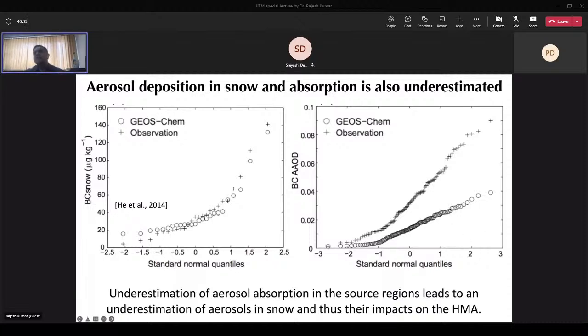So if the aerosol absorption is underestimated, then the amount of radiation absorbed by these black carbon aerosols in snow will also be underestimated, which will lead to an underestimation of the snow melt and our uncertainty in our understanding of how these aerosols are affecting the water availability in downstream regions.